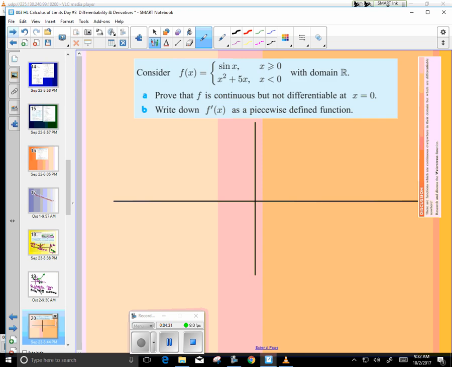Okay. So if you want to prove continuity, all you do is check the y values: y on the left, y on the right. But what do you have to do if you are looking for differentiability? You've got to check the slope. So you need to be able to take the derivative of sine and the derivative of x squared plus 5x.